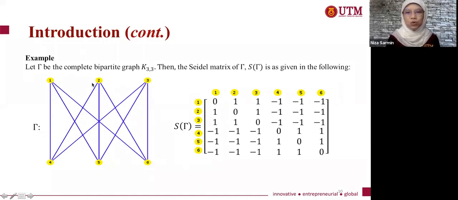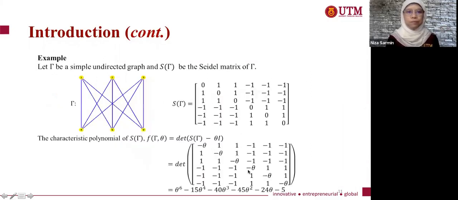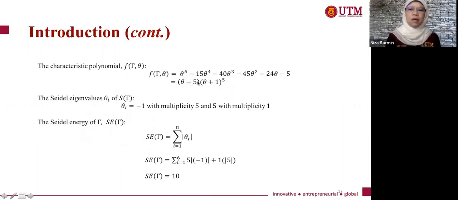1 is not connected to 2 and 3, so we put them as 1. And the diagonal are all 0. So for this Seidel matrix, we can compute the characteristic polynomial as before, and it turns out to factor to (theta minus 5)(theta plus 1)^5. So the Seidel eigenvalues are -1 with multiplicity 5 and 5 with multiplicity 1. Then we sum up all of this and it turns out to be equal to 10.